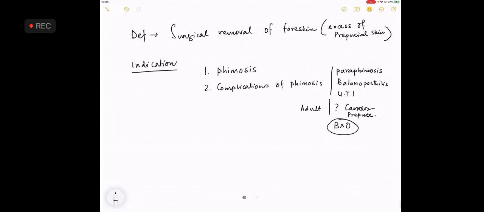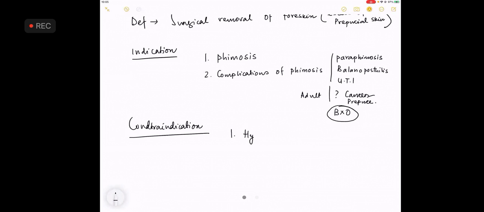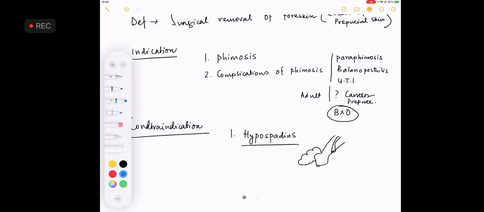Now, what is the contraindication of a circumcision? One word answer, please. Why is it contraindicated in hypospadias? For reconstruction, it would be needed.